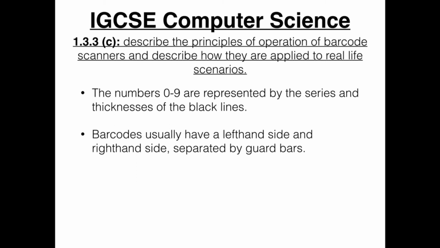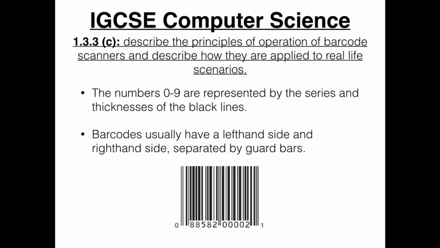Barcodes usually have a left-hand side and right-hand side separated by things called guard bars. So if you take a look at this again, guard bars are here, here, here, and here. You can see these two parallel lines here. The guard bars.